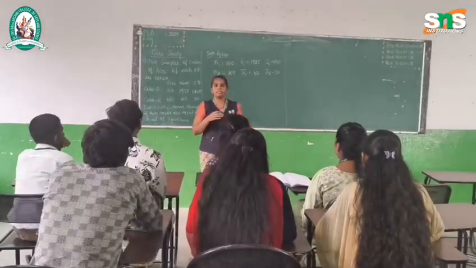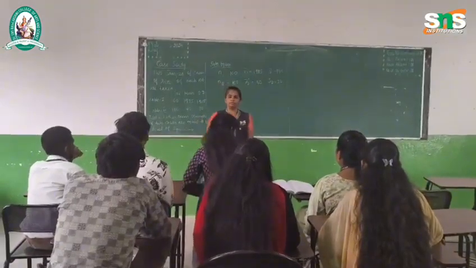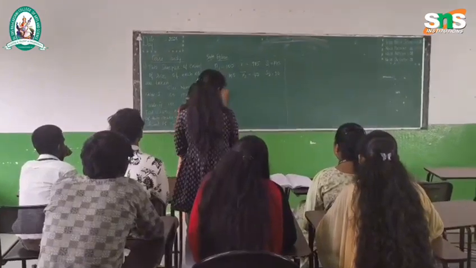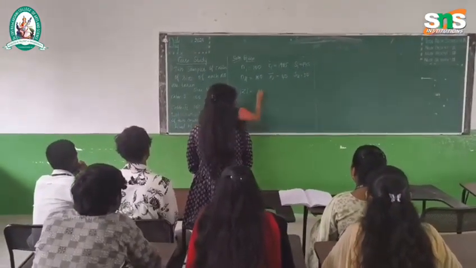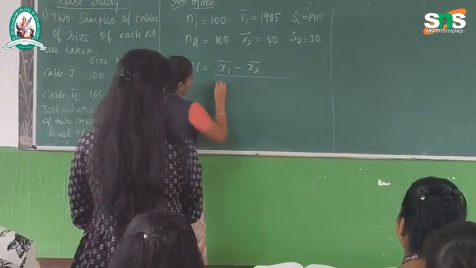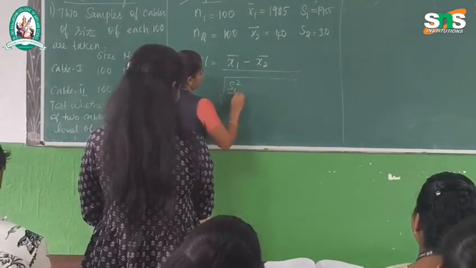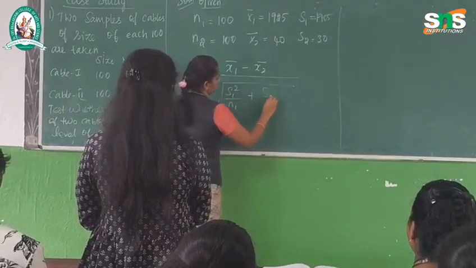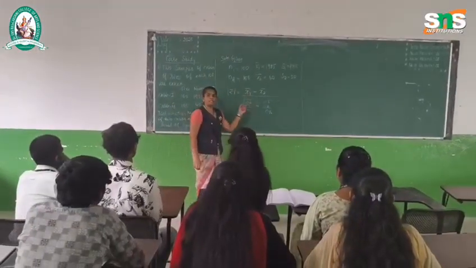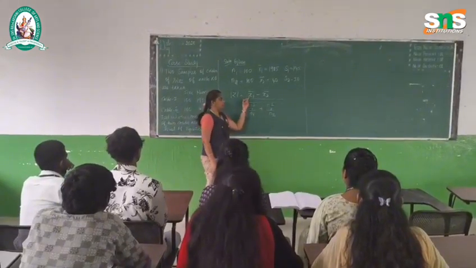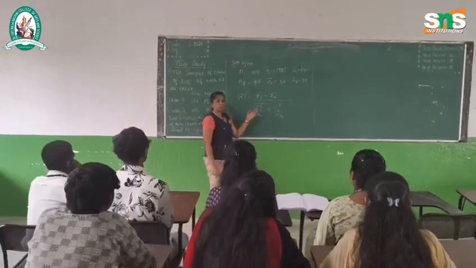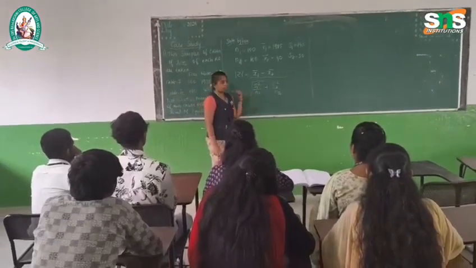What is the formula of the Z test? Kavya, can you tell the formula? Z equals X1 bar minus X2 bar divided by the root of S1 square divided by N1 plus S2 square divided by N2. Very good. This is the formula to test this problem. Here they have given the values of X1 bar, X2 bar, N1, N2, S1, S2. Now I am going to substitute these values in this formula.